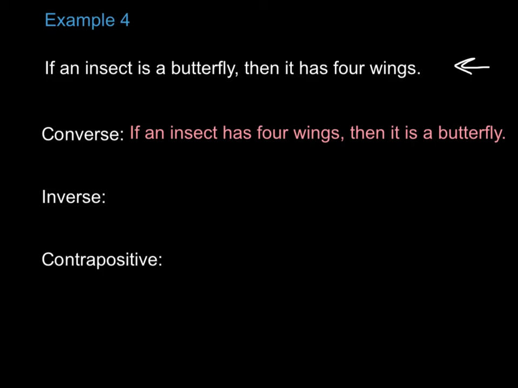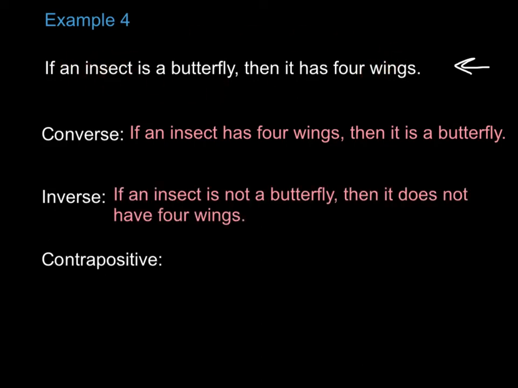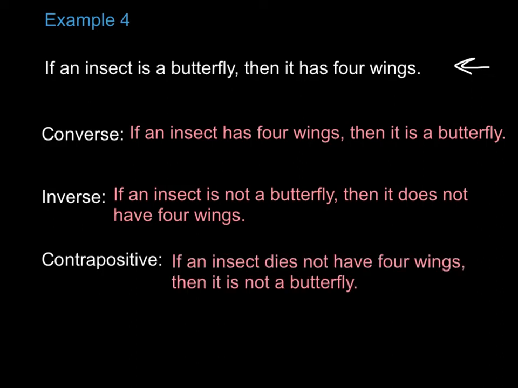We're going to go to the inverse. The inverse is taking your original statement and just using the word not. So our inverse, if an insect is not a butterfly, then it does not have 4 wings. Now your contrapositive is when you take your inverse and just flip them around. So our contrapositive would state, if an insect does not have 4 wings, then it is not a butterfly.